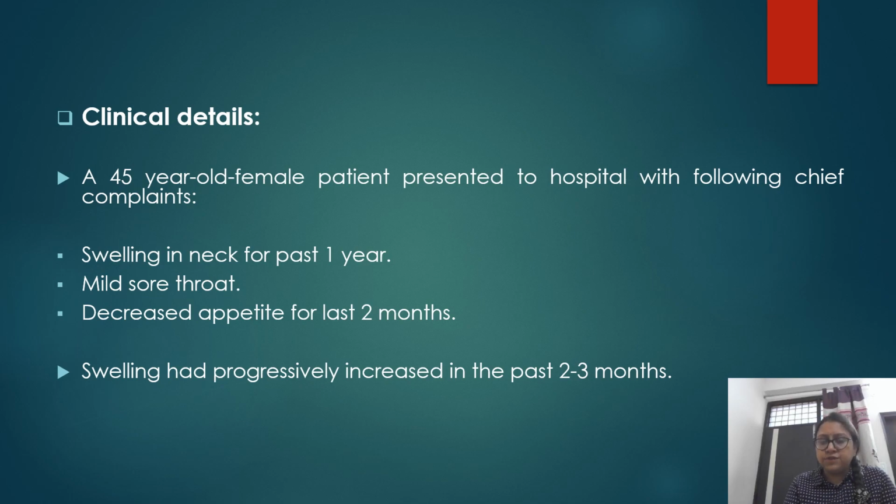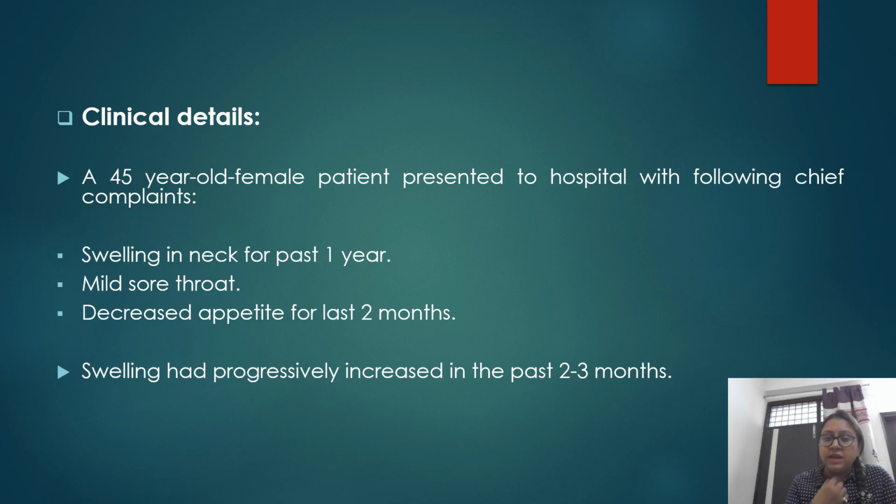So this is basically when a patient comes to you for FNA. It's not that you blindly put a needle and see the smear. We have to correlate with the clinical findings, so taking clinical detail is very important. So she was a 45-year-old female. She presented to hospital with the following chief complaints. We need to know the detailed clinical complaints of the patient.